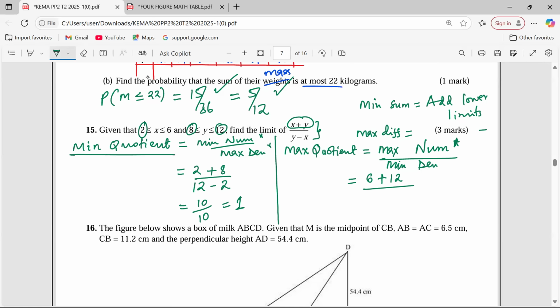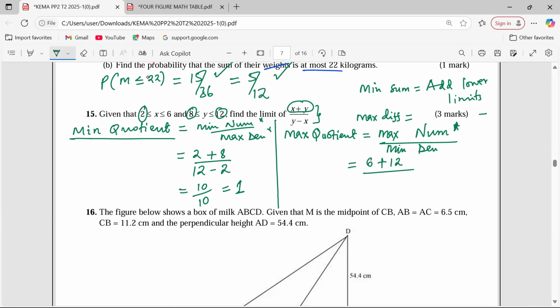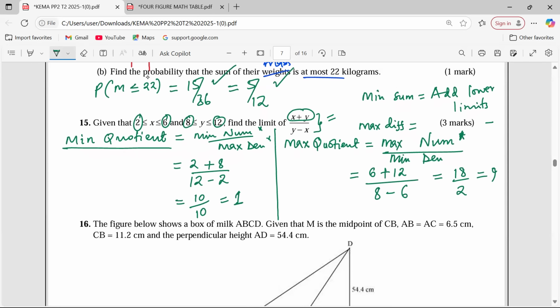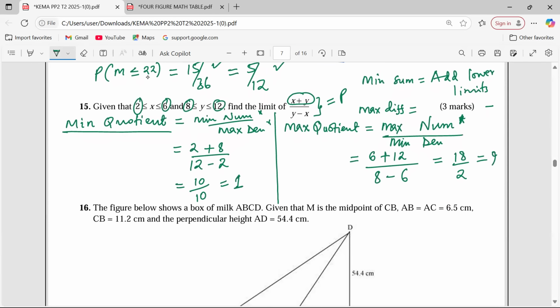And for me to get the least difference, I need to get the lowest value in the second part, which is 8, minus the maximum on the other side, which is a 6. So I'll be having 18 out of 2, and this giving me 9. So maximum quotient is 9, minimum quotient is 1.